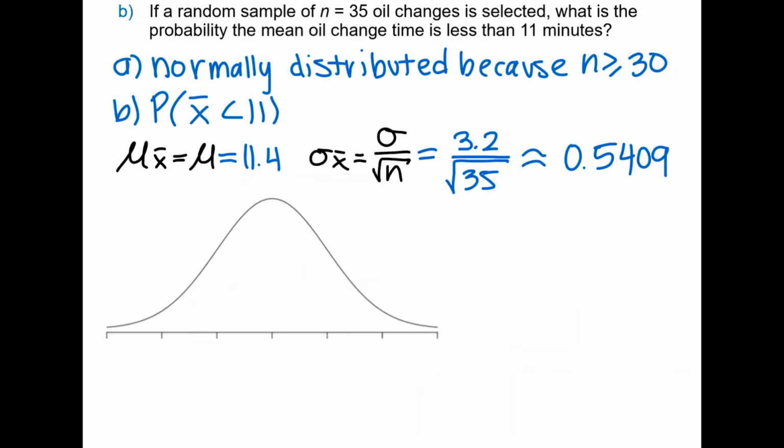Let's fill in some values on the horizontal axis. Because we want the probability that the sample mean is less than 11, we need to find the area to the left of 11. Now let's shade the region to the left of 11. Notice that we are shading less than half of the area under the curve, so we expect our answer to be less than 0.5. Now let's go to StatCrunch to compute the area.